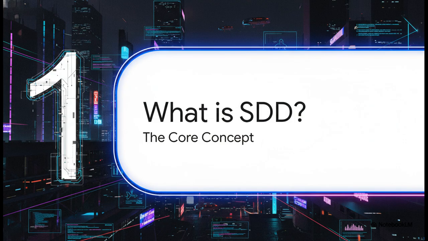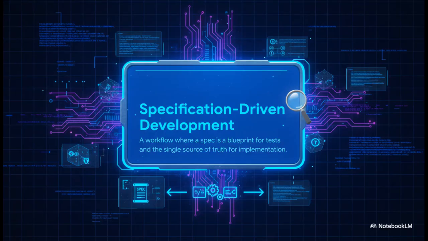So how do we actually make that leap from a vague idea to really concrete code? Well, the answer is a super disciplined approach called Specification-Driven Development. At its heart, SDD is a workflow where your spec, and we're often talking about a simple Markdown file, isn't just some documentation you write at the very end. No, it's the central blueprint. It's what we call a first-class artifact. It literally dictates the tests you're going to write, and those tests then guide every single line of code you implement. The spec becomes the single source of truth for everyone.